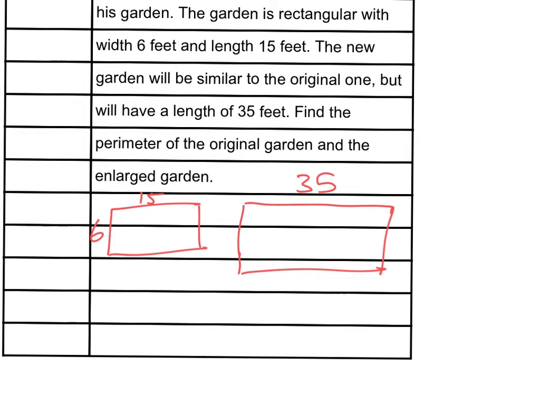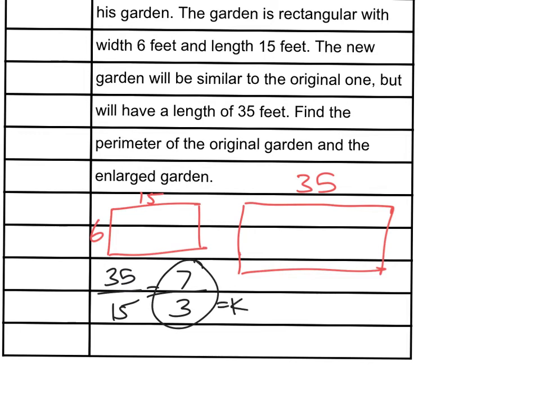So let's go ahead and find the scale factor. 35 over 15 equals 2 and 1/3, so 7/3 if we reduce this. So this is our scale factor K.